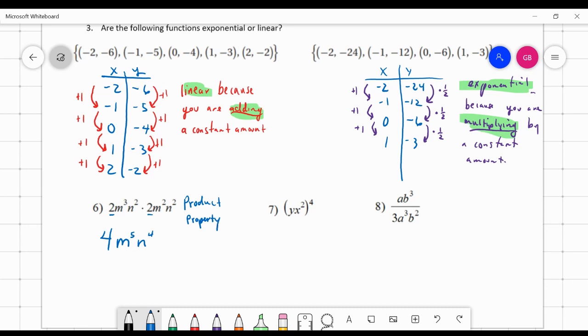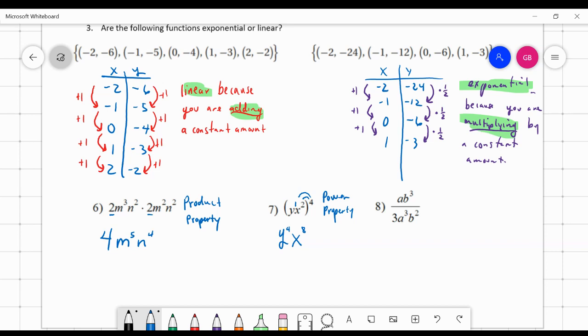Okay. For number 7, y x squared to the 4th power. This is a power of a power. So this is the power property. So for these, you're going to distribute the exponent on the outside. Remember, if something doesn't have an exponent, it's automatically 1. Okay, so y is to the first power. So you're going to multiply this 4 with the exponents on the inside to get y to the 4th, x to the 8th. Okay, that's the power property.